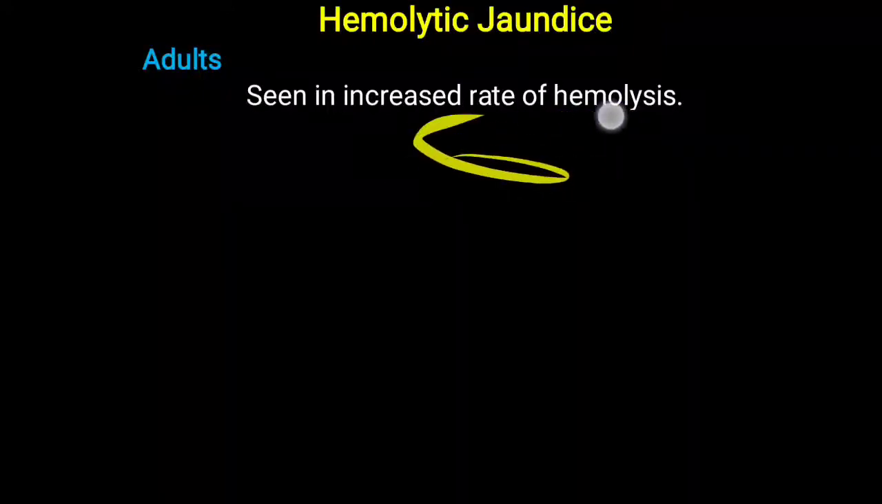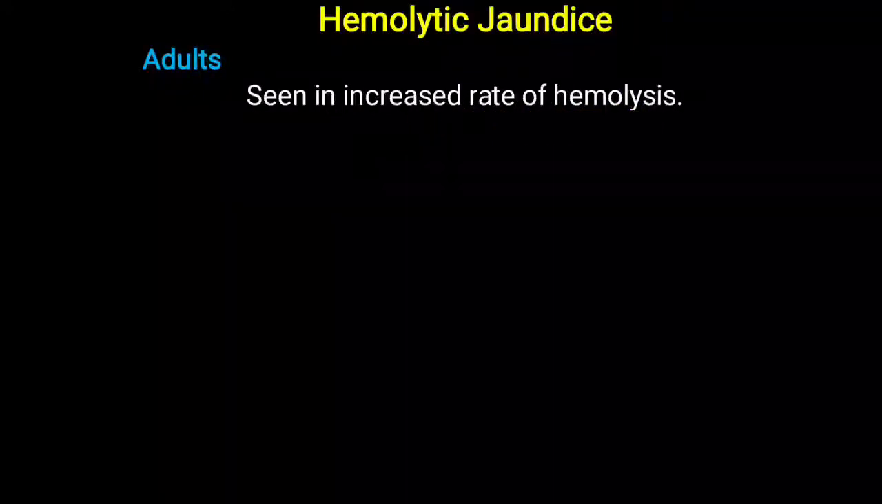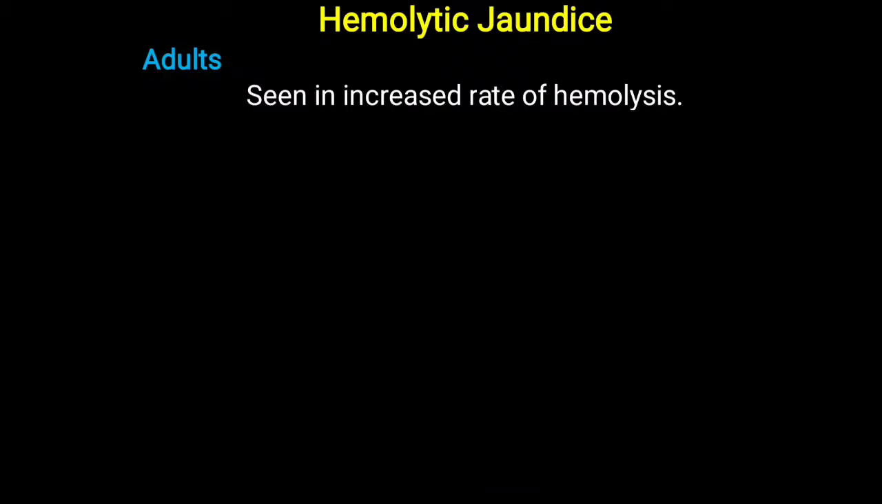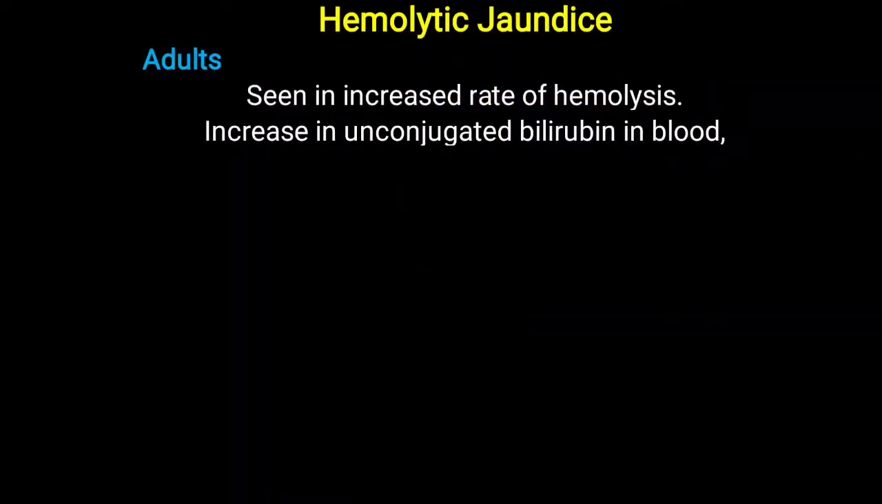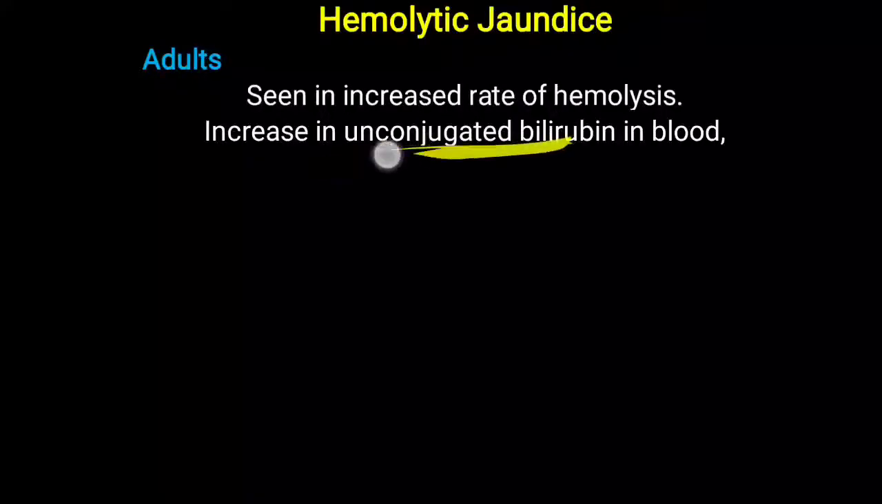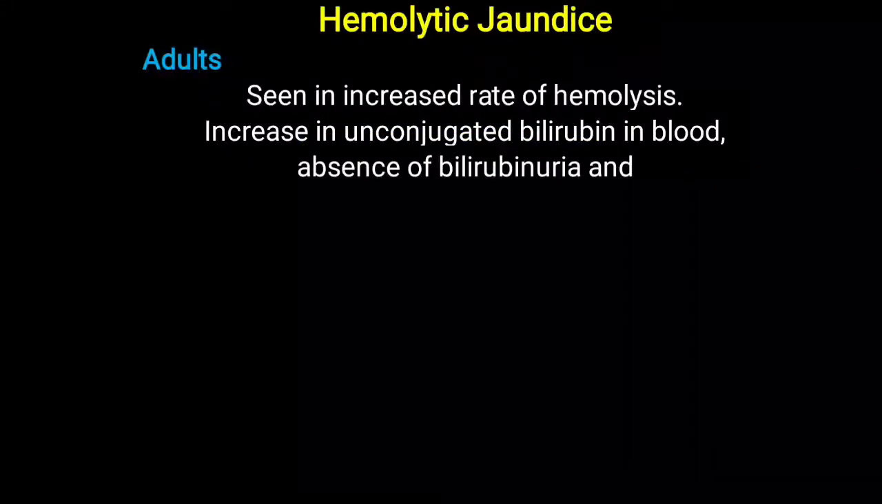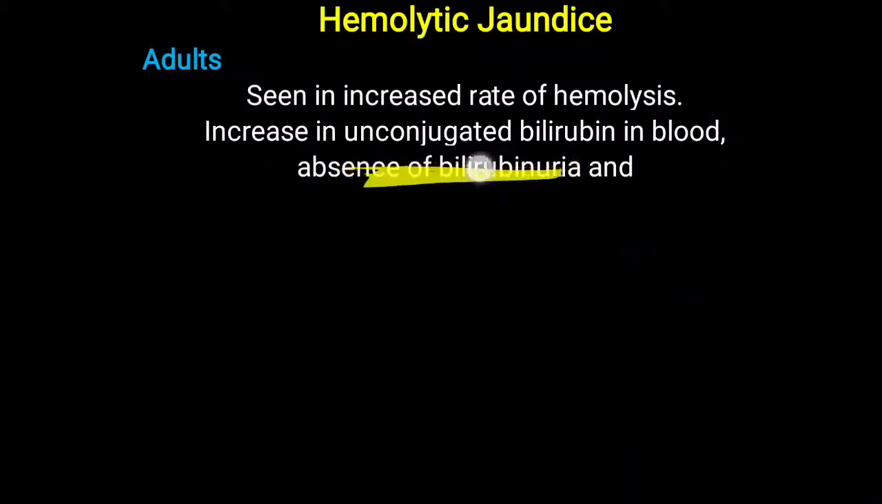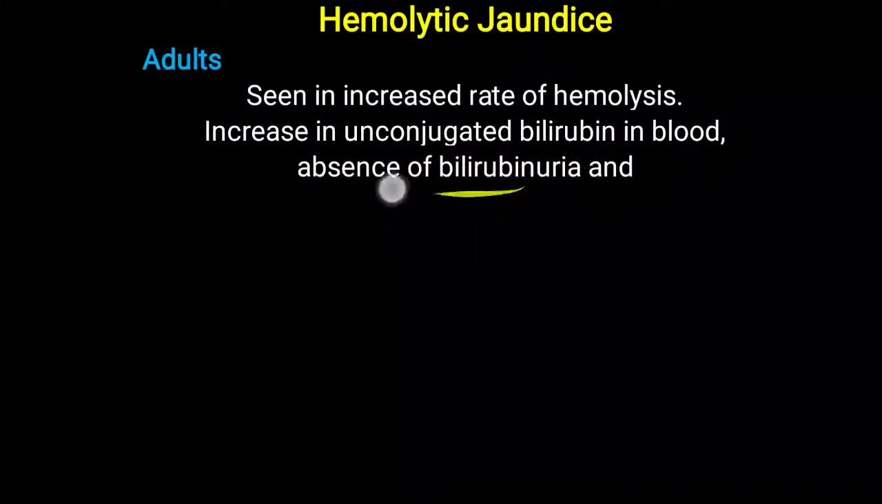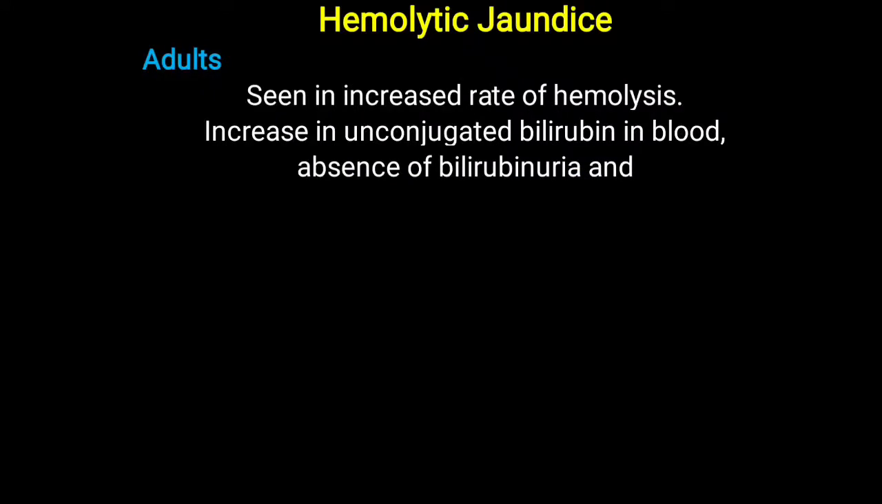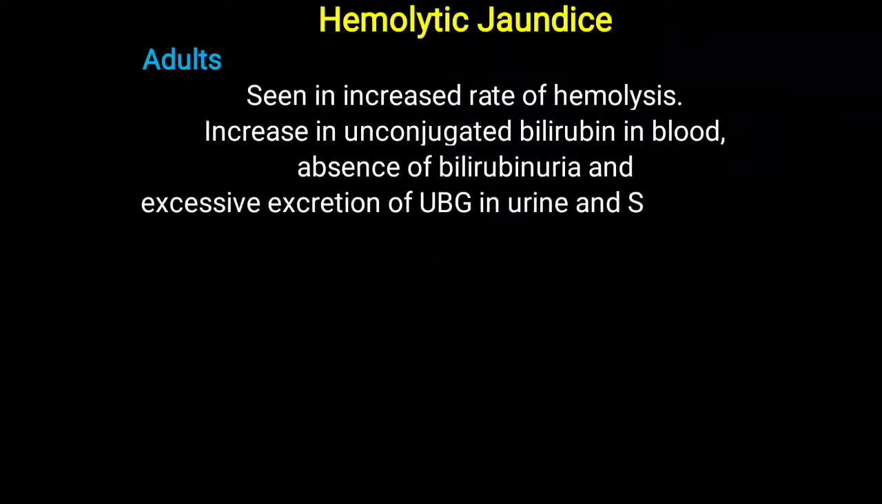After 120 days is the normal rate of hemolysis, but due to some pathological condition or disease, excessive destruction occurs, and that leads to hemolytic jaundice in adults. Here, particularly the unconjugated bilirubin level is increasing in the blood, with absence of bilirubinuria. Bilirubinuria means appearance of bilirubin in the urine, which is possible only if conjugated bilirubin is there, but here it is unconjugated bilirubin, so it will not appear in the urine, hence absence of bilirubinuria.